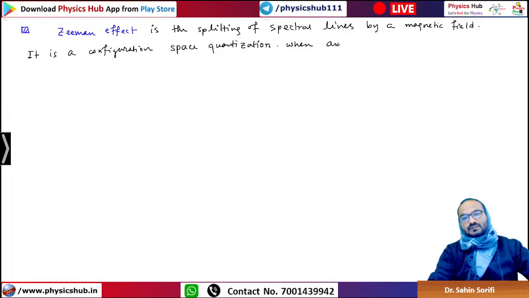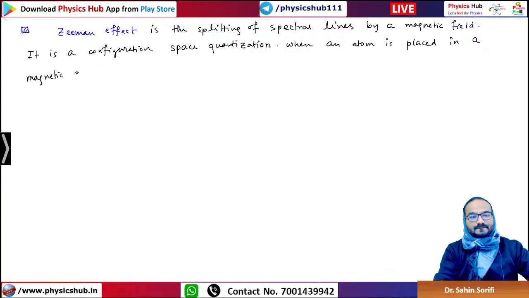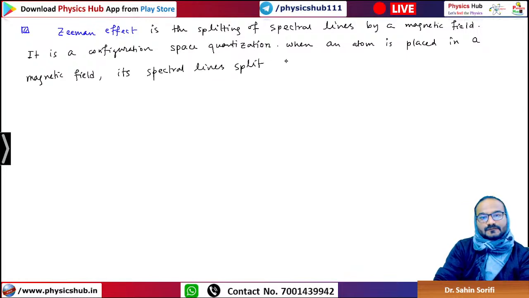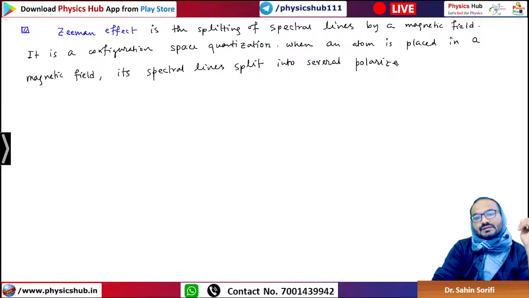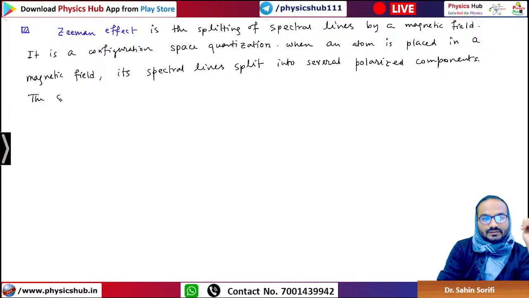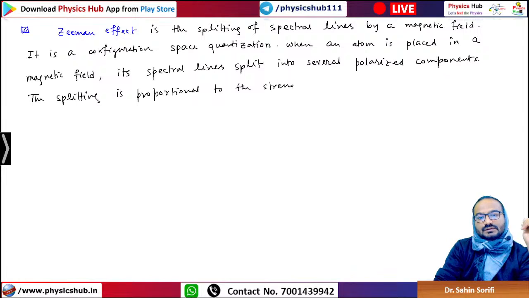So when an atom is placed in a magnetic field, its spectral lines split into several polarized components, and this splitting is proportional to the strength of the applied field. We have already discussed it; I have just summarized.